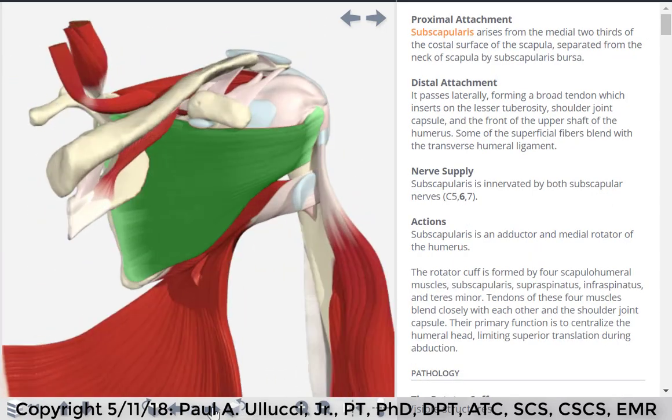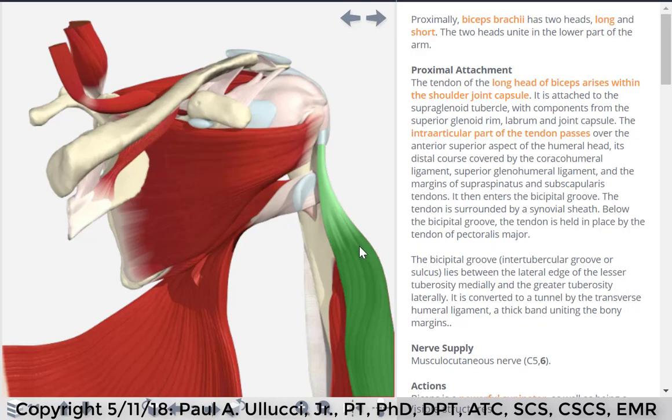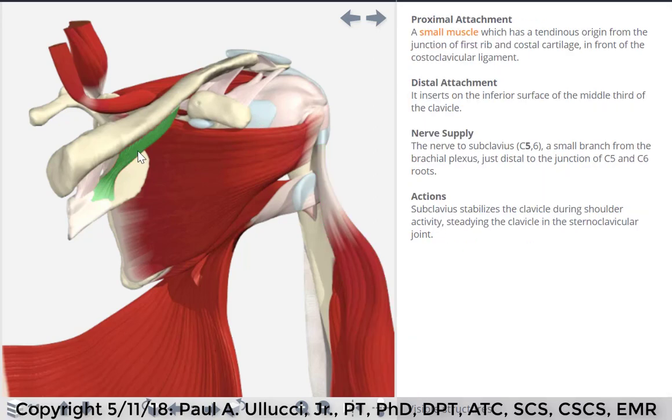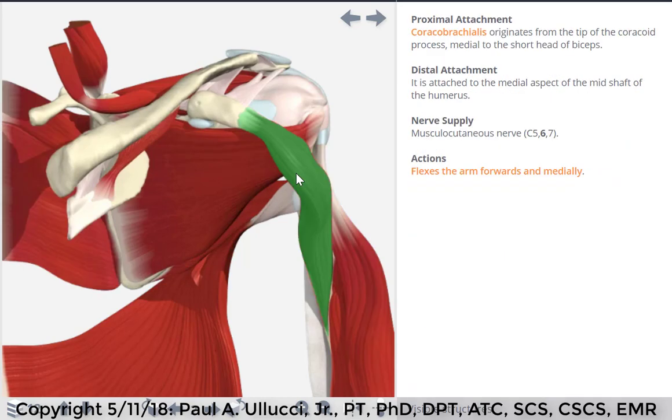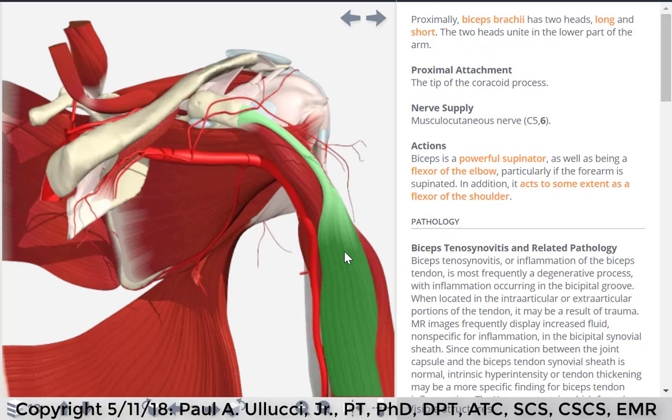Continuing on with the rotator cuff, this is the subscapularis muscle. This is the long head of the biceps. You should know the long head of the biceps as it relates to the shoulder because of its proximal attachment, which is within the joint capsule of the shoulder on the superior glenoid rim, on the supraglenoid tubercle. Subclavius is not a rotator cuff muscle, but you should know it because of its attachment and stabilization activities in the shoulder. We've now added the coracobrachialis to this picture, and the short head of the biceps.